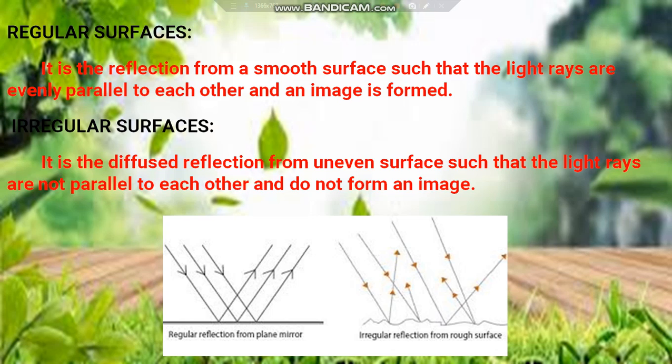And always remember, it is because of irregular reflection that we can see objects from every direction. Irregular reflection of sunlight by objects around us enables our room to have light during the day, even if sunlight does not directly fall into it.